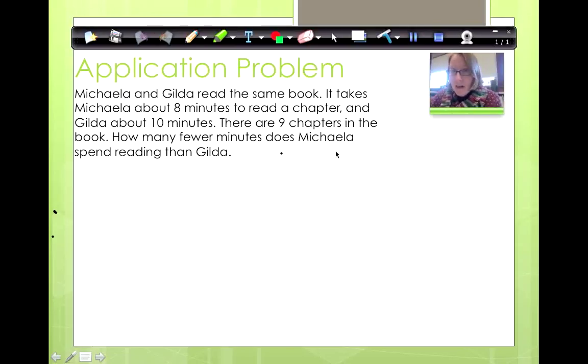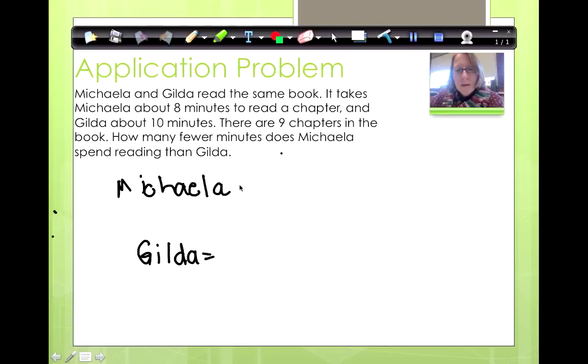Okay, so here's Michaela. And we need to find out Gilda. Michaela takes 8 minutes to read a chapter. And it takes Gilda 10 minutes. How many chapters are in the book? Oh, there's 9 chapters. So we're going to add, subtract, multiply, divide. I'm thinking multiply, right? Let's multiply them both by 9 because they're reading the same book.